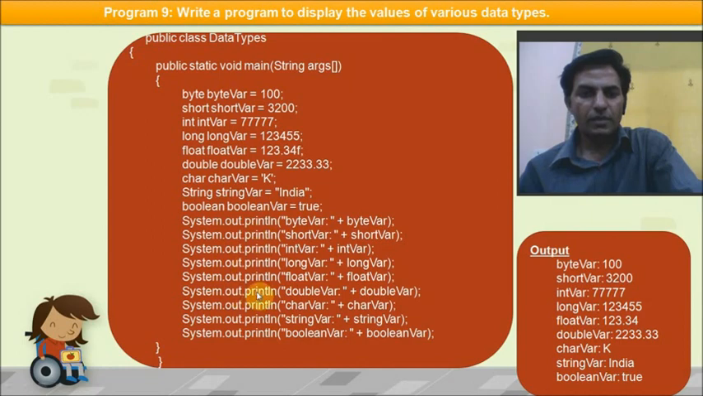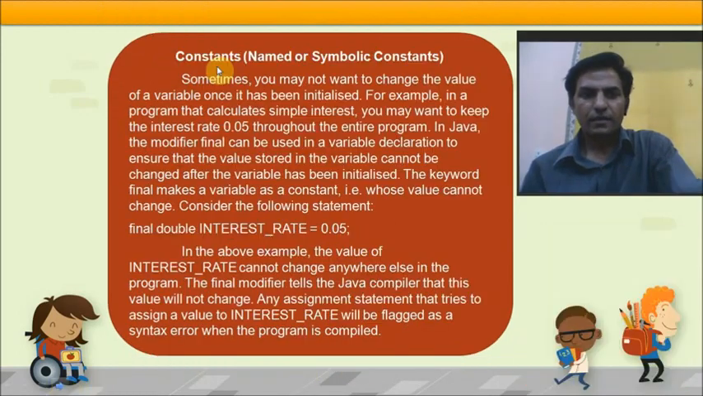Now with the help of System.out.println I have used all these variable names in double quotation marks, so they are displayed here, and the variable name I have used without double quotation mark, so they are getting the values of these data types. So these are the default values of the various data types.